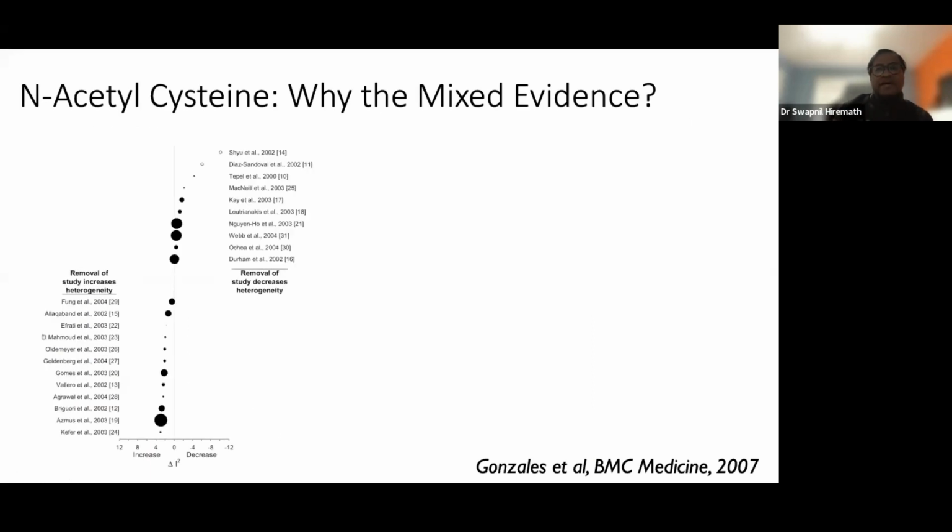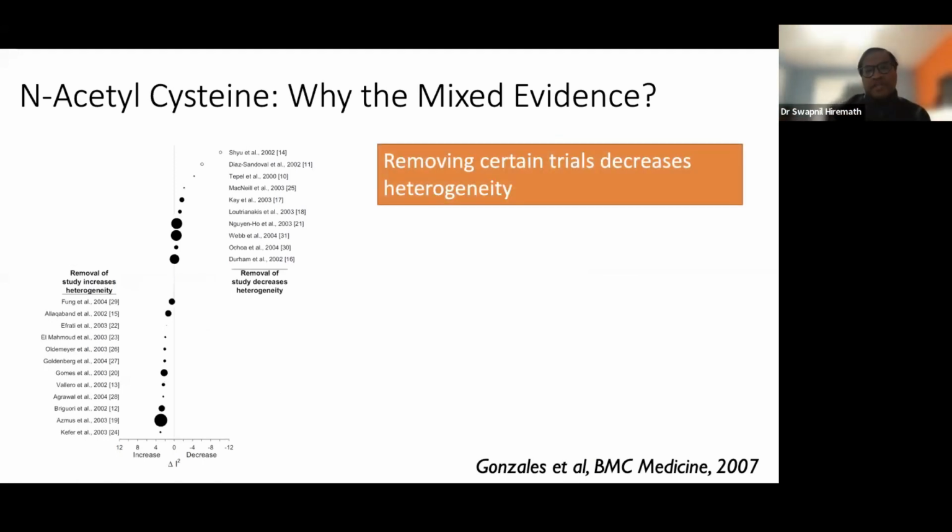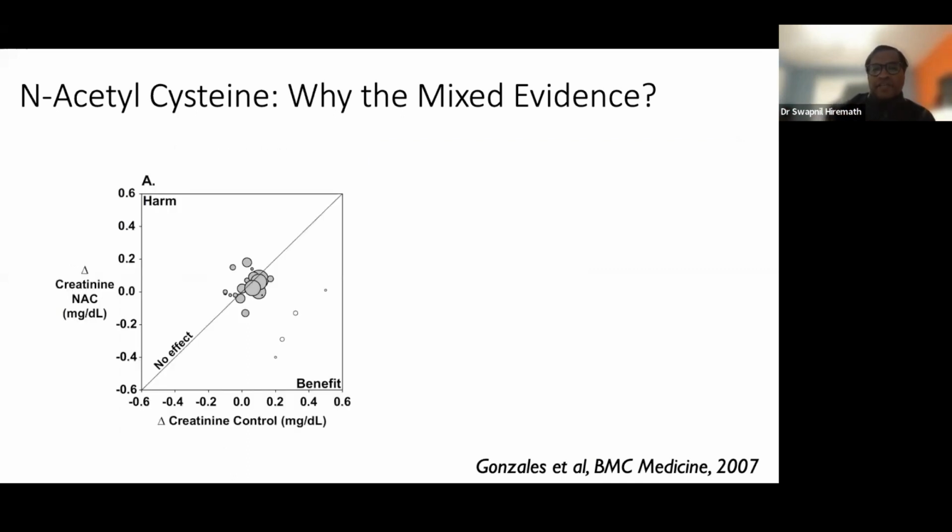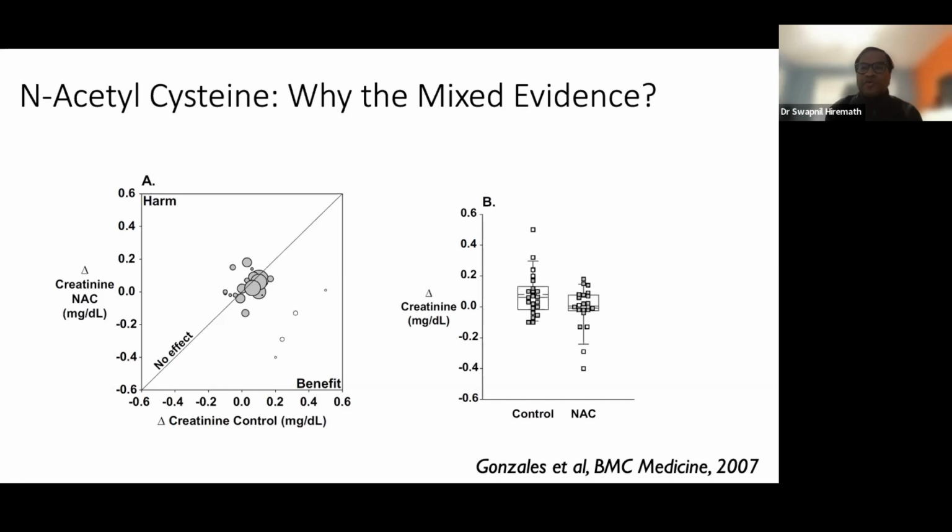So why is this data mixed? They looked at what was causing this heterogeneity. It looked like there were these 4 studies on the top that, if you put them in, made the analysis very heterogeneous, and removing those trials decreased the heterogeneity. This was all statistics. What they saw, though, is that in these 4 trials, N-acetylcysteine or mucomist actually reduced creatinine. So just think about this for a moment.